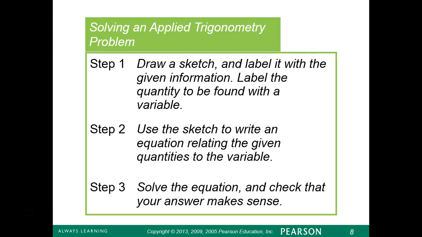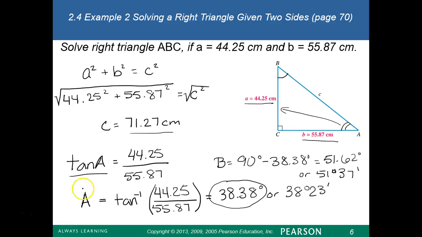And then once you write your equations, solve the equations and check that your answers make sense. Checking that your answers make sense is like, for these angles right here, one way to check to see if all of your angles make sense is to add them all up. Does it equal 180 or something really, really close to 180? Then you're probably correct. And so that's one way of checking your answers.